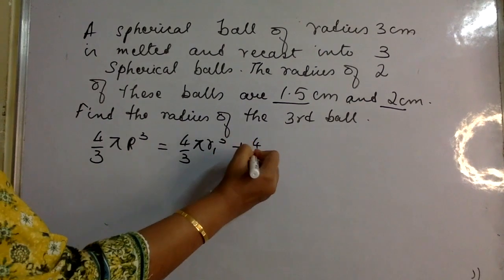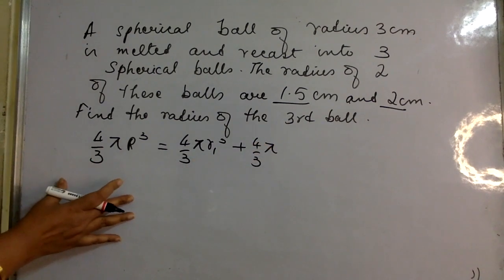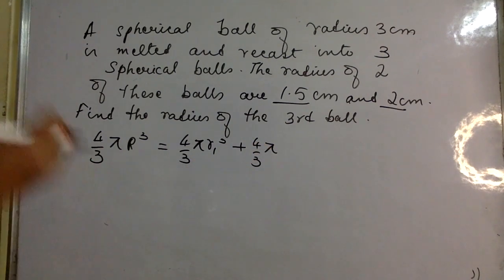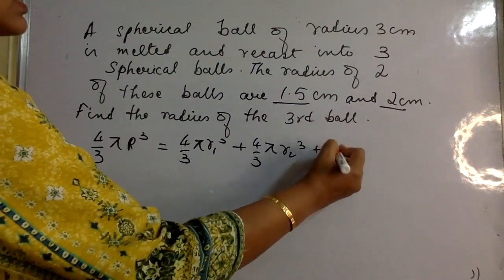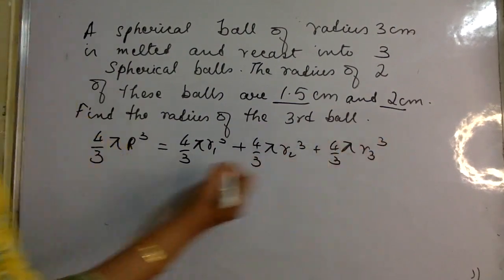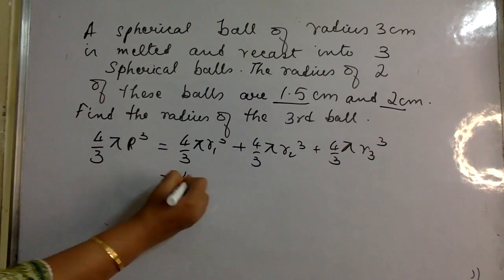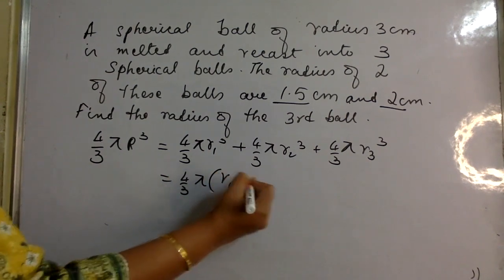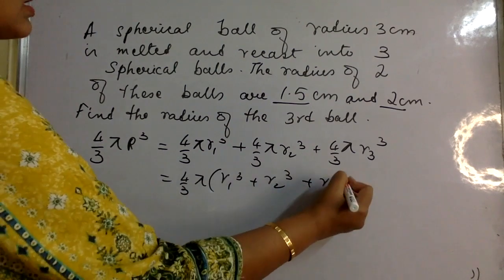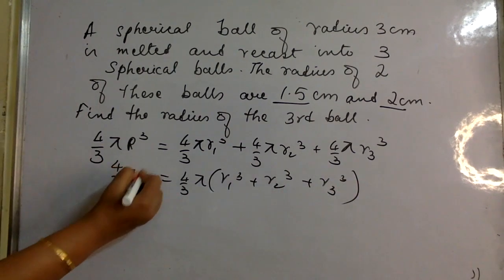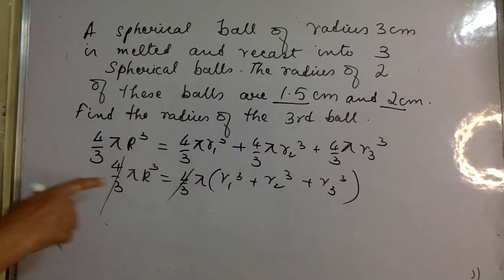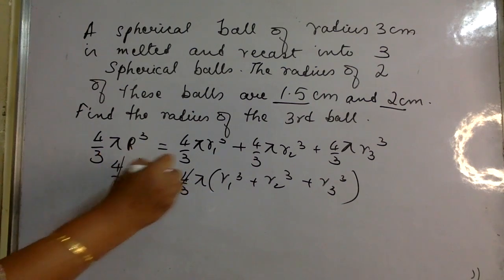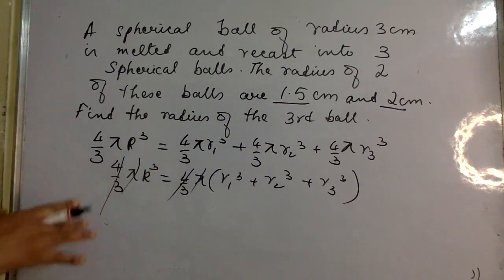Plus 4/3 pi, because we are taking volumes here because we are melting them. If we are painting the balls, then we need the surface area. 4/3 pi r2 cube plus 4/3 pi r3 cube. Now here what we can do is take the 4/3 pi out, and r1 cube plus r2 cube plus r3 cube over 4/3 pi capital R cube. I haven't substituted anything yet. Cut this out, because anyways in the next step I would have to take it out. So a lot of the things have been reduced without any calculation.